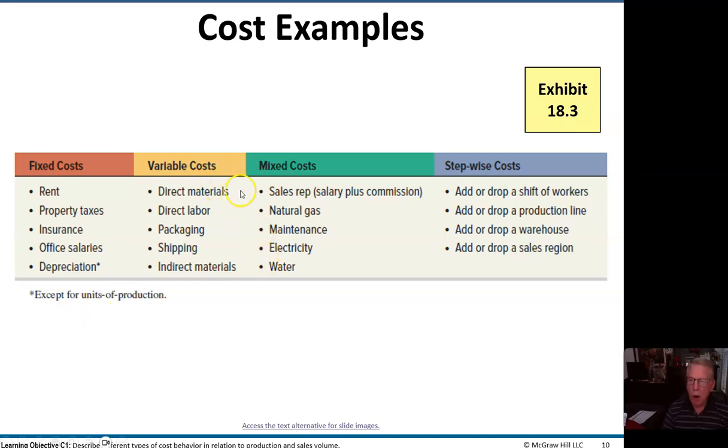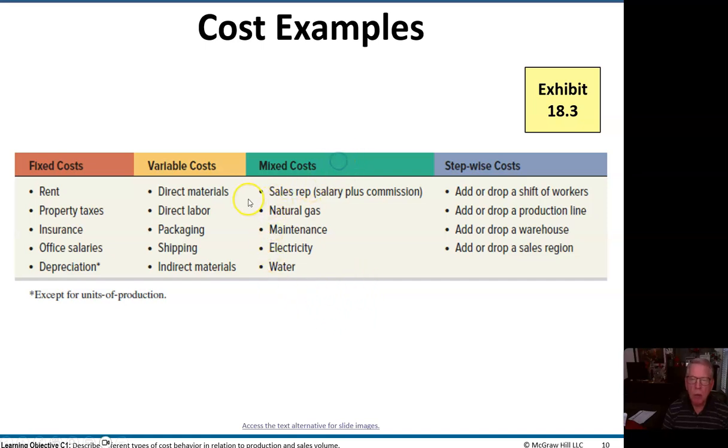But variable costs: direct materials, like I used the resin in my bottle example, direct labor that we would use to put those bottles into production, the packaging that we had on the labeling for the bottle, shipping containers, the shipping costs, and some indirect materials that we use in the manufacturing process.